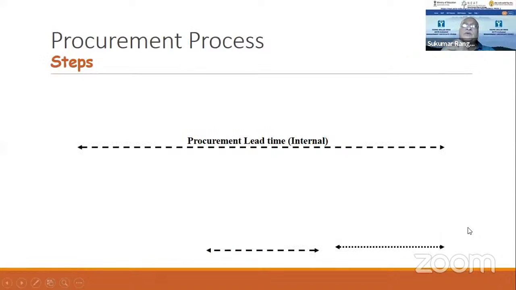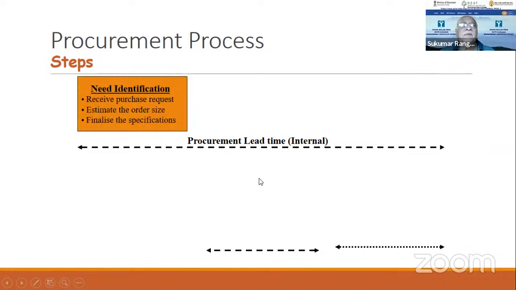Now, the procurement process is something which we need to understand in purchasing. So we'll go step by step. There is a procurement lead time, which is an internal lead time. We're not talking about the external. Start with the lead time. The first step in the procurement is the identification of what to procure. Of course, that is within the organization. The intent for purchase comes from the respective departments, usually to the purchase department.